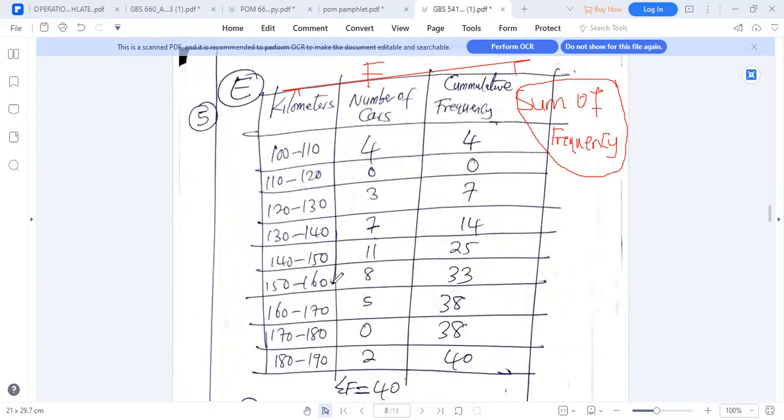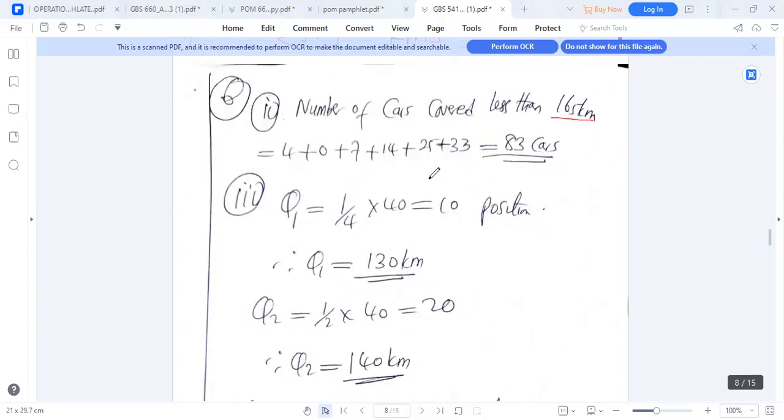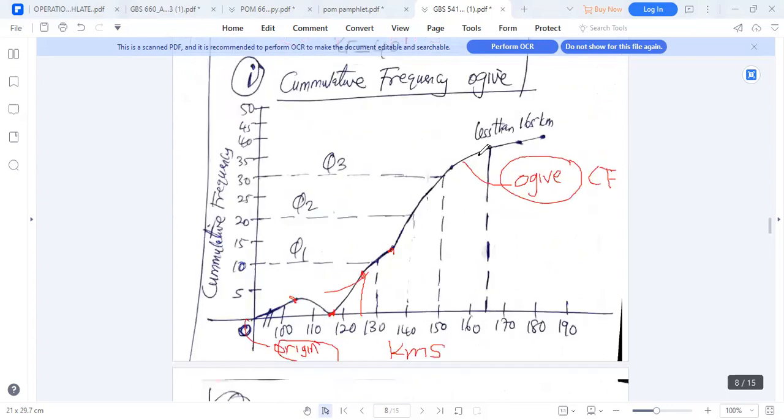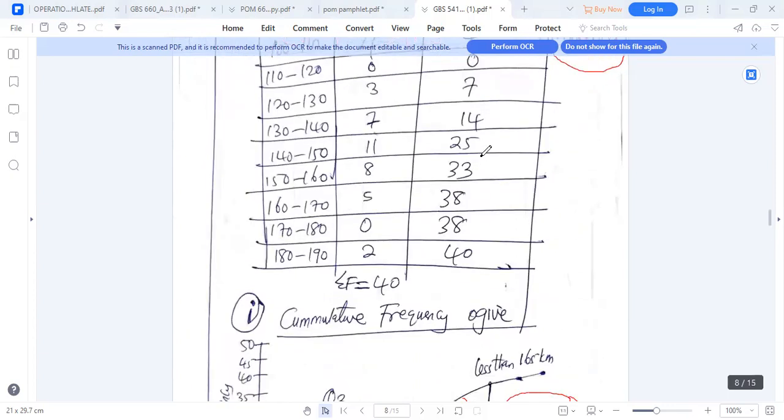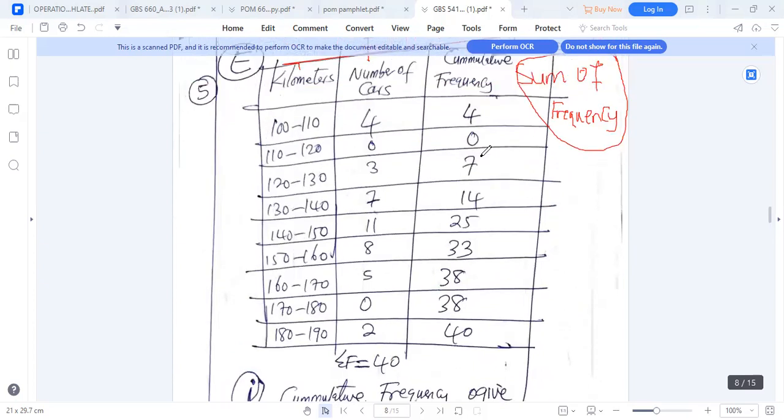150 to 160, so less than 165. We are simply adding these ones up here. So the number of cars that cover less than 165 we can get here. So it's 4 plus 0 plus 14 plus 25 plus 33. Okay, so meaning we are getting the cumulative number is 87. That's the cumulative number of cars.